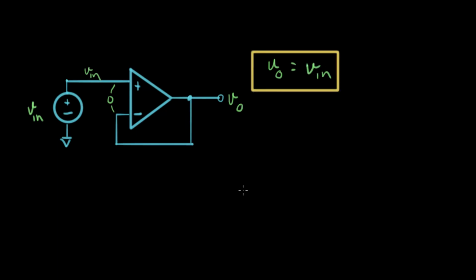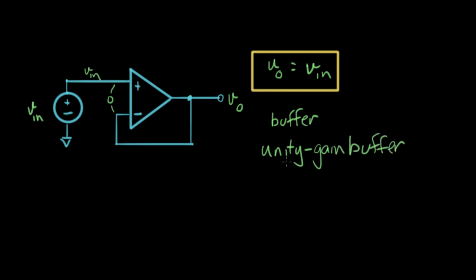That's the answer. This configuration is called a buffer, or it's also called a unity gain buffer. This is just a long way to say the gain is 1. So that's an example of a unity gain buffer, and we used the virtual ground idea to analyze it almost instantly.